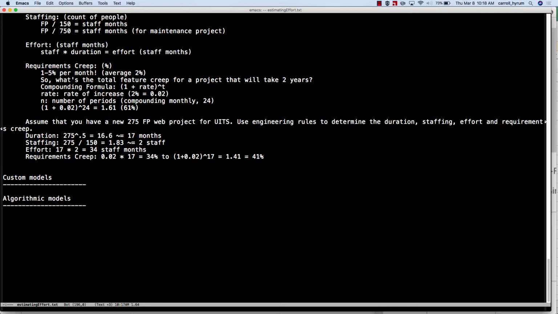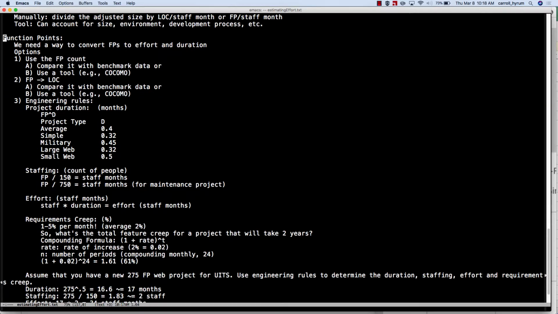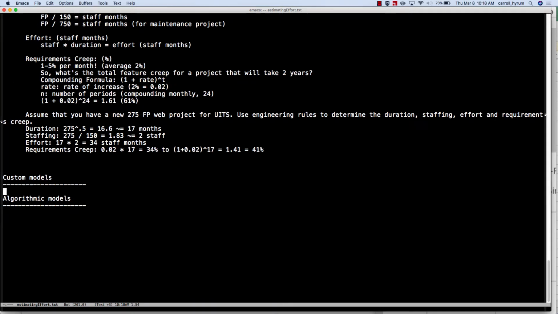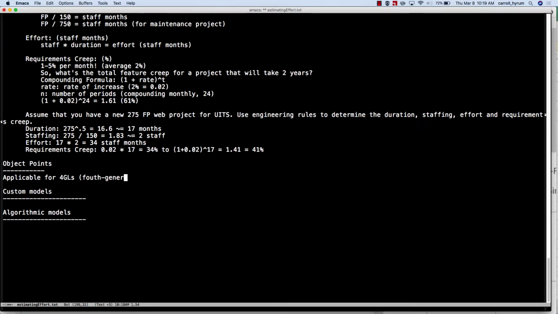Questions on these? All right. So that was function points. Remember, we're in the category of proxy points here. And another one we said was object points, okay? So object points. This is especially applicable for 4GLs. What are 4GLs? They're fourth generation programming languages.